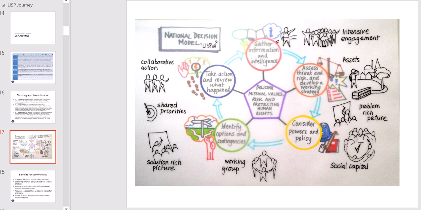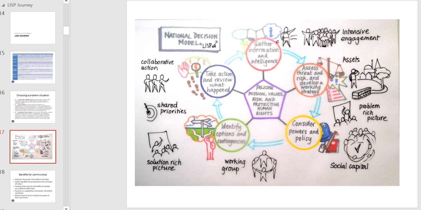So in the NDM, it's gathering information, assessing threat and risk, considering powers and policy, identifying options and contingencies, and then taking action and reviewing. So the plan, do, check, review cycle. As you can see in the top right hand corner of this slide, the gathering information and intelligence, actually that's the intensive engagement part, that's the start. But what we might do is, rather than assessing threat and risk, we might also look for and assess assets and opportunities, much more like a SWOT analysis than a risk analysis for a threat.